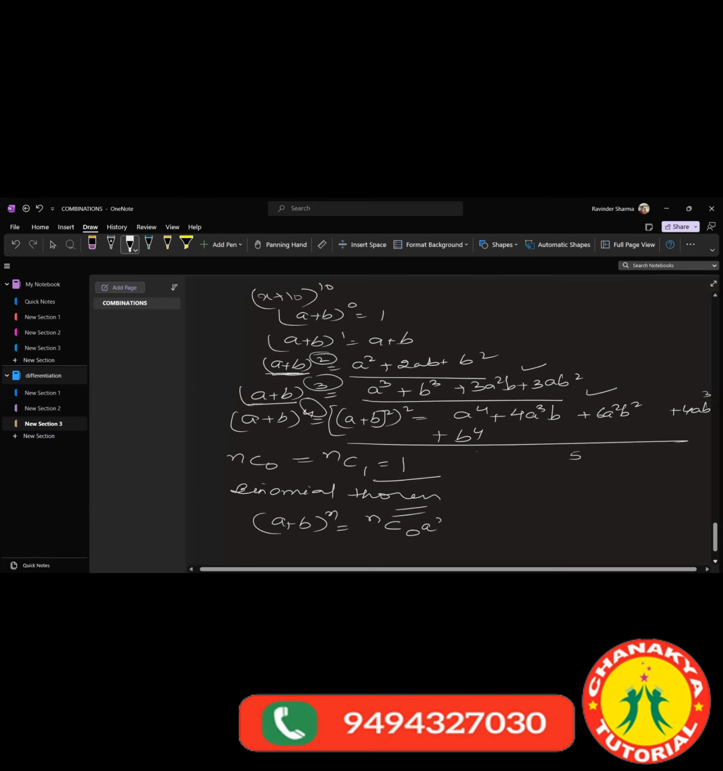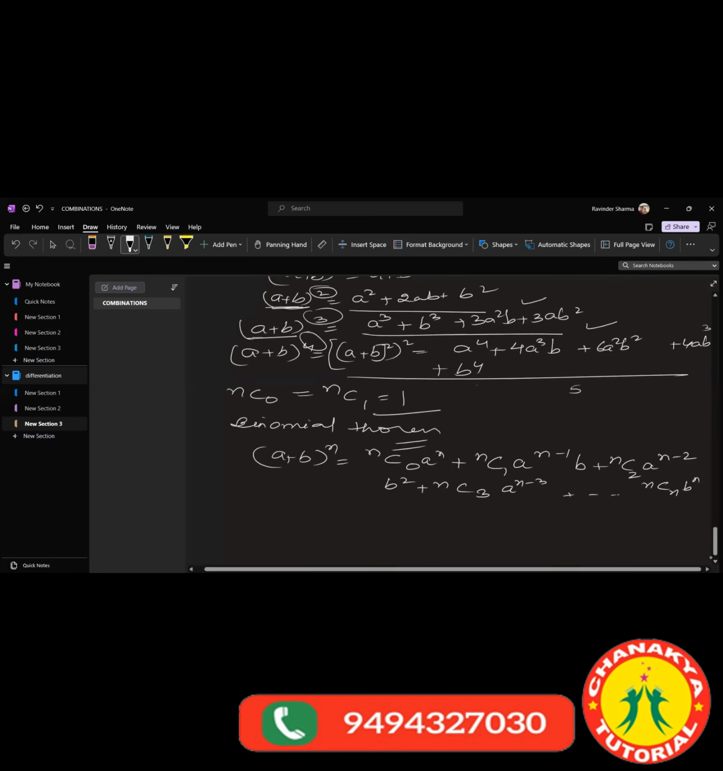NC0, A raised to the power n, plus NC1, A raised to the power n minus 1. You will start writing B. Then NC2, A raised to the power n minus 2, B square, plus NC3, A raised to the power n minus 3, and so on, up to NCN, B raised to the power n.